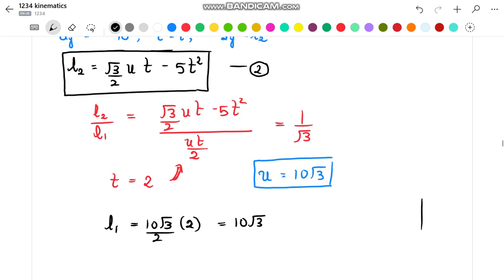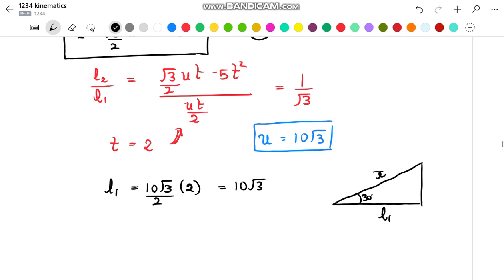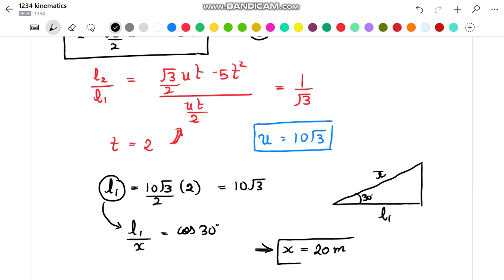Now with the help of basic trigonometry, I can say that if this length is L1, this angle is 30 degree and this range is equal to x, then with the help of trigonometric identity, I can say that the value of L1 by x will be equal to cos of 30 degree. So if I substitute the value of L1 in this expression, I can find the value of x. This value of x on simplification will come out to be equal to 20 meters. So now I have my two desired results: initial velocity as well as the range along the incline.